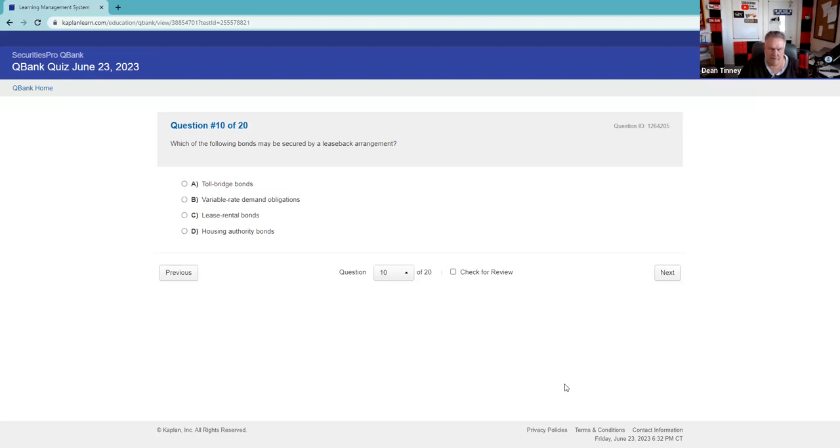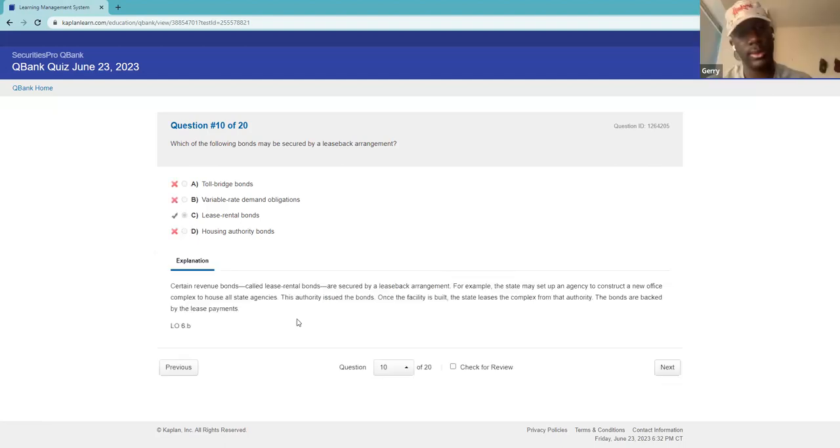Next one. Which of the following bonds may be secured by a leaseback arrangement? I would go D. Yeah, housing authority bonds are typically low-income housing units. We're going to be doing this for a facility, and it's actually called a lease rental bond. So you missed that one. By the way, you're on pace. You only need to get 7 of 10, right? If you get 7 of 10, you could miss 6 in a row. Well, you need more than 70%, but you're in the ballpark, so to speak.